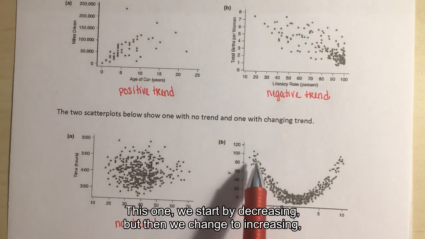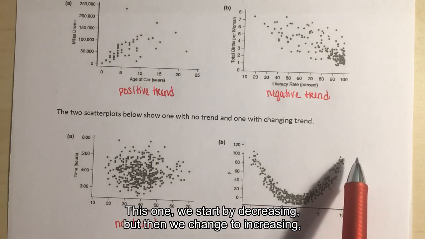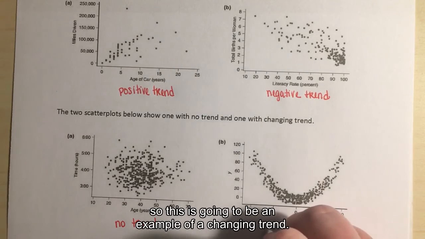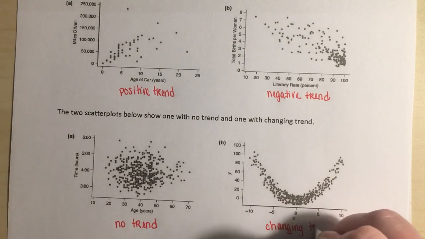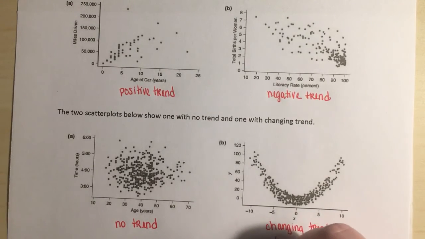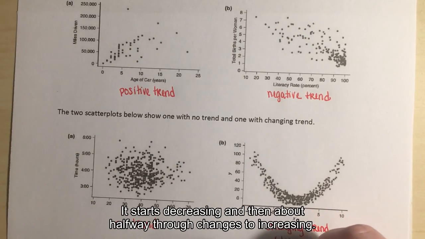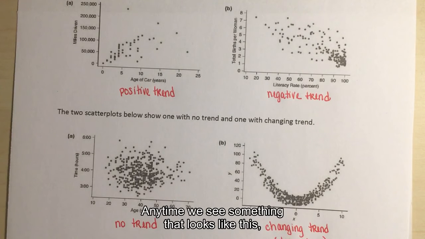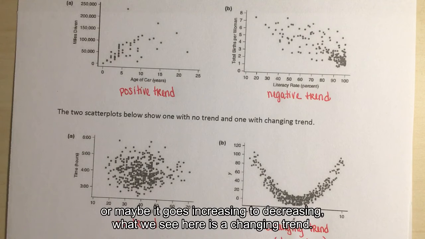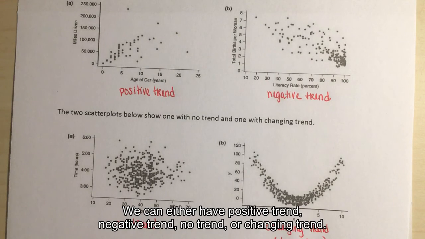This one we start by decreasing, but then we change to increasing. So this is going to be an example of a changing trend. It starts decreasing and then about halfway through changes to increasing. So anytime we see something that looks like this, or maybe it goes increasing to decreasing, what we see here is a changing trend. So we can either have positive trend, negative trend, no trend, or changing trend.